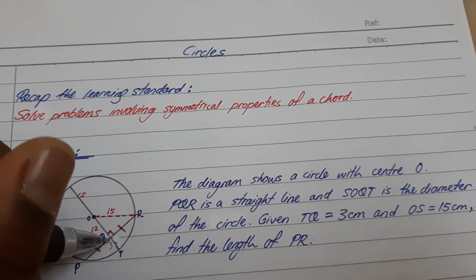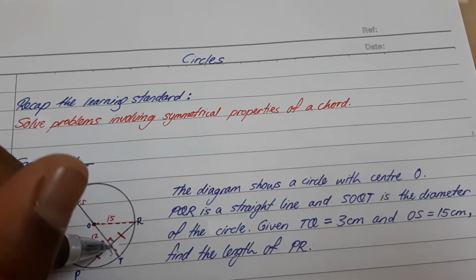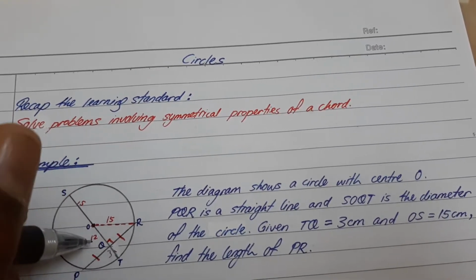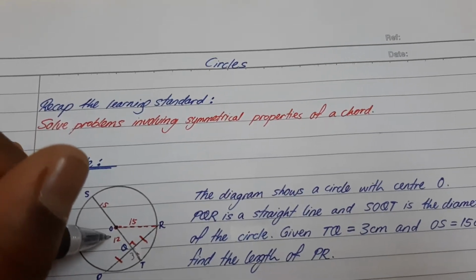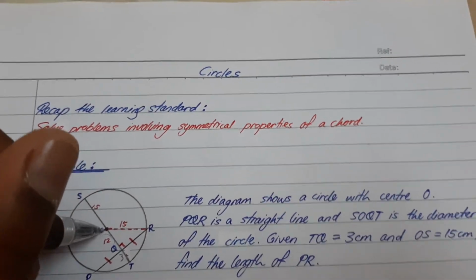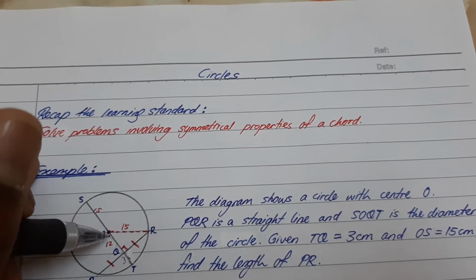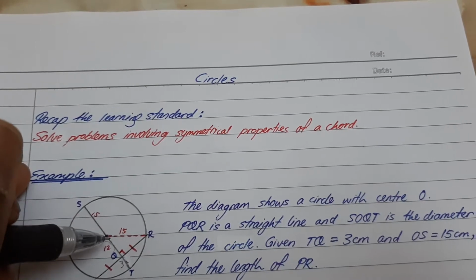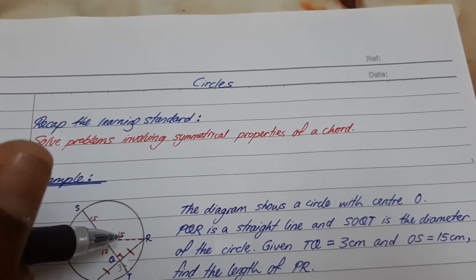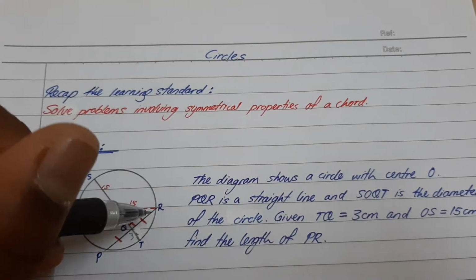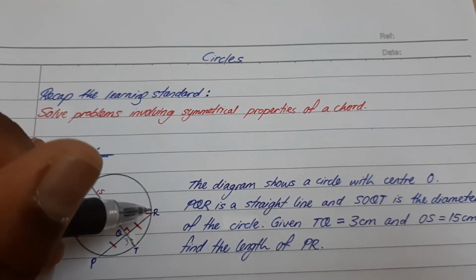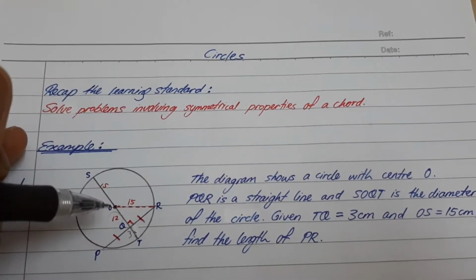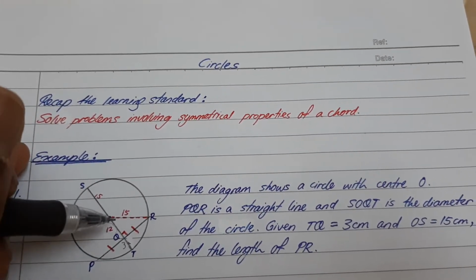But here they say TQ is 3 cm. That means this part is only 3 centimeter, so the remaining part is 15 minus 3, which is 12. Now I'm going to draw an imaginary line from O to R. It forms a right angle triangle here, and OR is also my radius because it goes from the center to a point on the circumference. So I write 15 cm, and I know this is 12 cm.